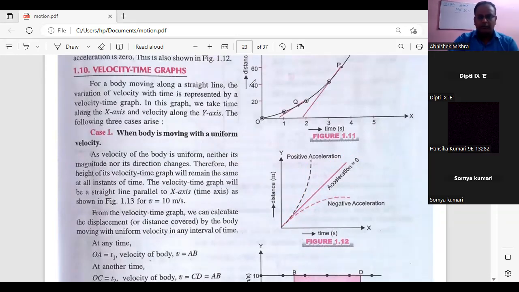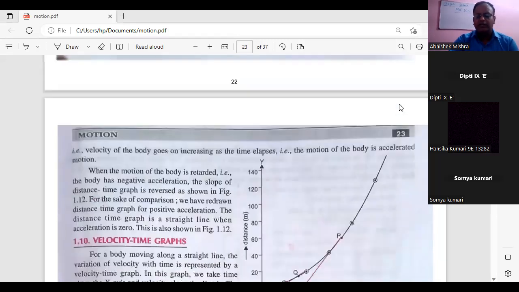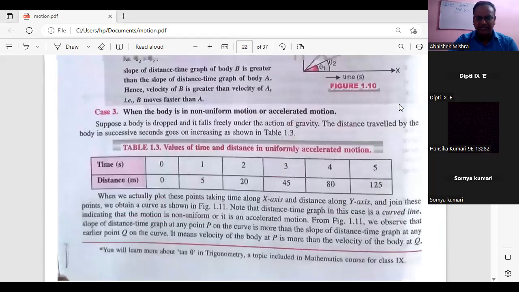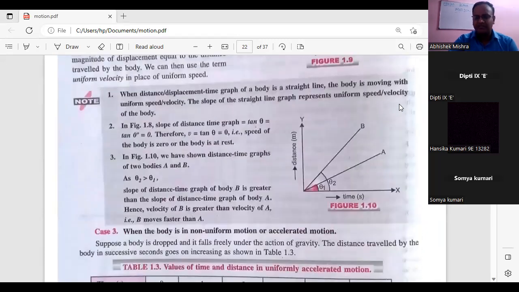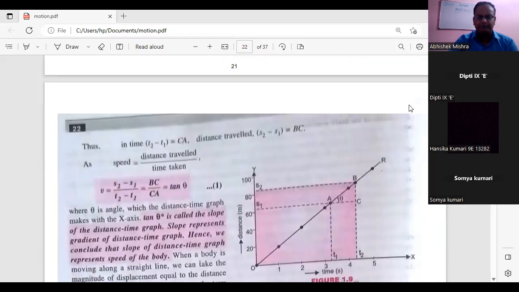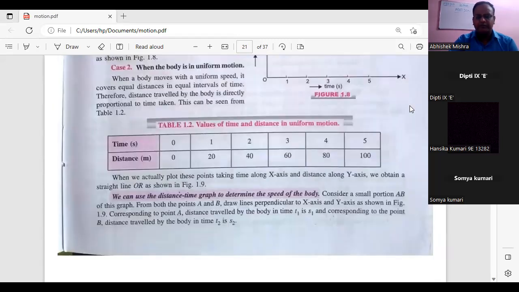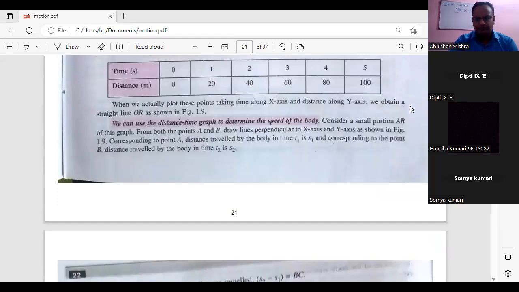Yes, sir. Now, I will ask the three possibilities and the three situations one by one. First, let me start with Dipti. Dipti, unmute yourself. Dipti, what type of distance time graph do we get when the body is at rest? Sir, parallel to the x-axis. Parallel to the x-axis, okay.